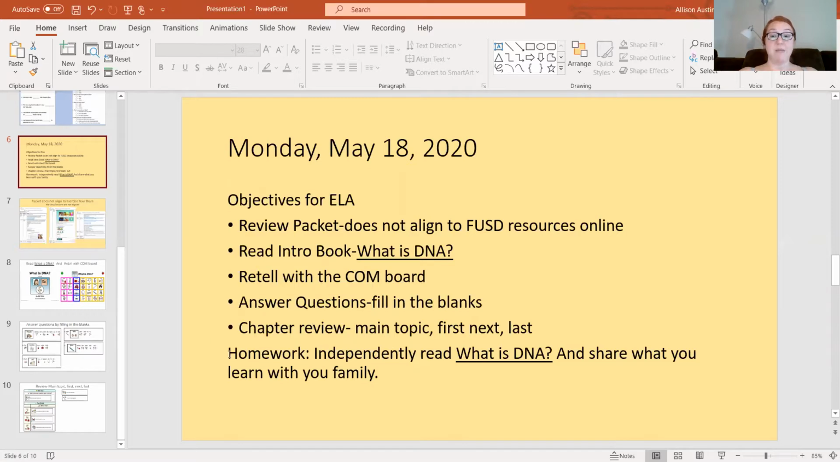The last thing is going to be your homework. I want you to independently read what is DNA, and I want you to share what you learned with someone in your family. So maybe you learned about how it's in your cells, that every living thing has cells in it. Whatever it is that you learned from that, I want you to share it with your mom, your dad, sister, cousin, grandma, your pet dog, anybody in your family that you can share that with. I want you to teach them something about DNA.